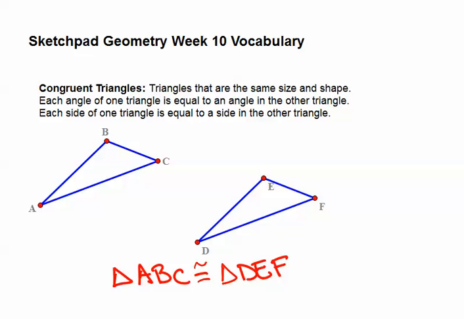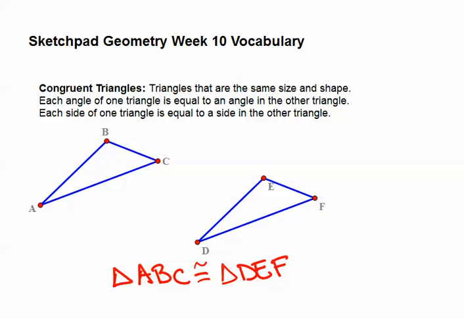Welcome to week 10. In this video, we're going to preview some of the vocabulary that you'll use in these upcoming assignments. In the next couple of weeks, we'll be focusing on congruent triangles. Intuitively, you can think about congruent triangles as triangles that are the exact same size and same shape.